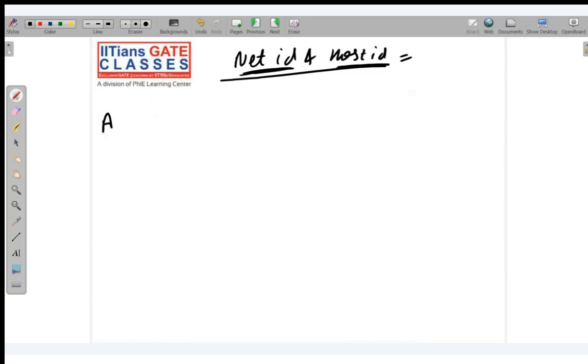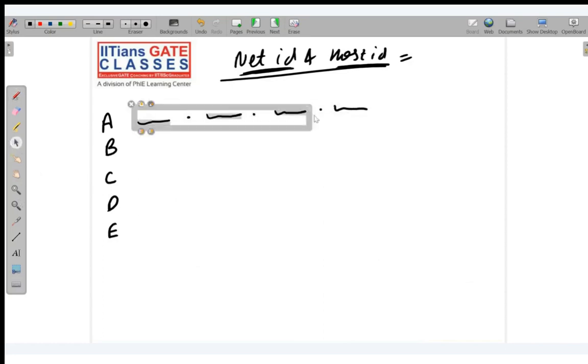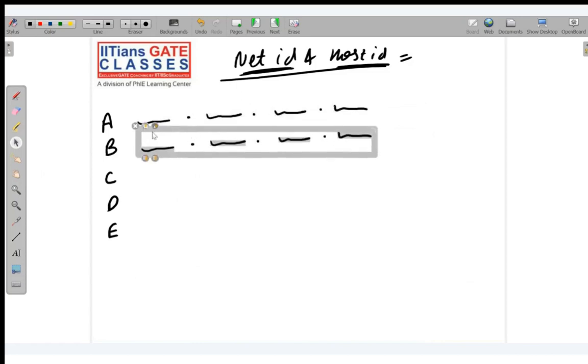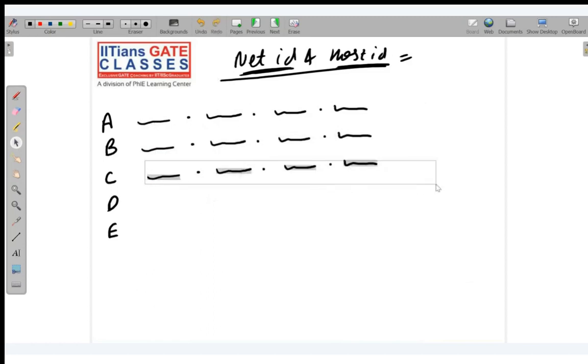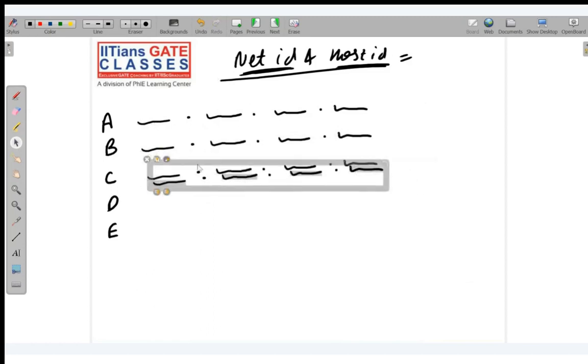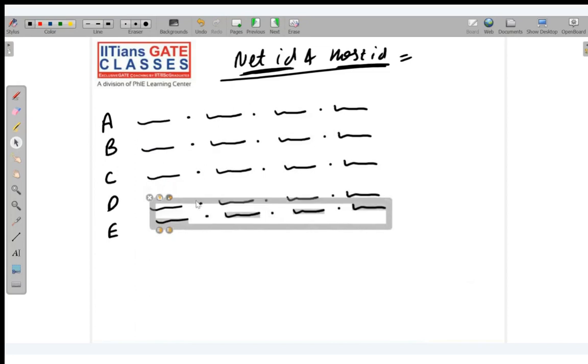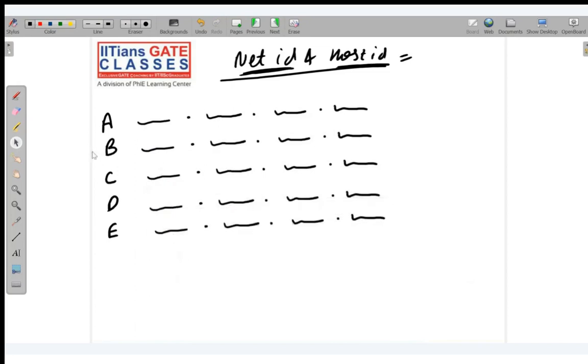So we were discussing classful addressing, so we are having class A, B, C, D and E. There are 4 octets in IP addresses. So let me copy them. Okay, so these are class A, B, C, D, E.